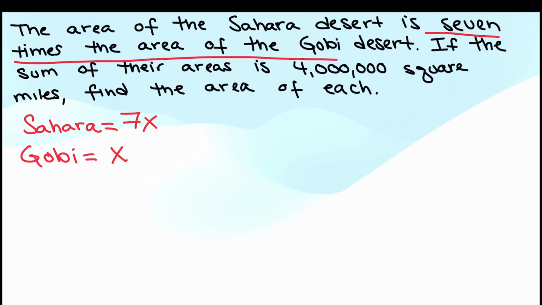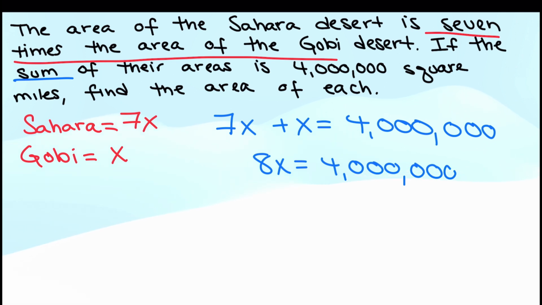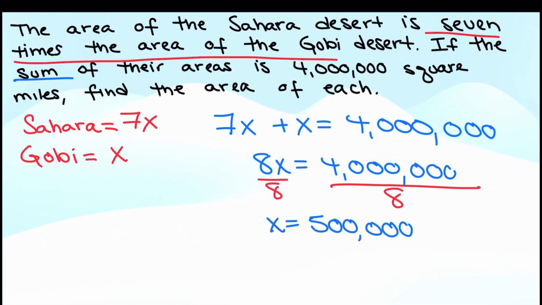The next sentence says the sum of their areas. Sum means addition. So that means if I take the 7x plus x, that has to equal 4 million. And there's an equation that I can solve. 7x plus 1x is 8x. So 8x equals 4 million. Divide both sides by 8. X equals 500,000.